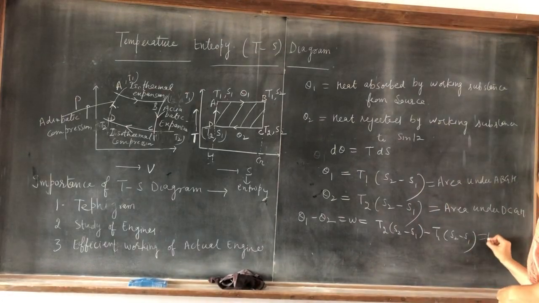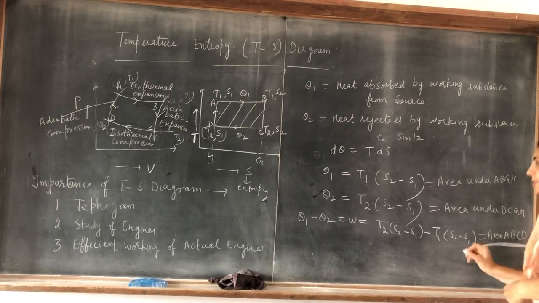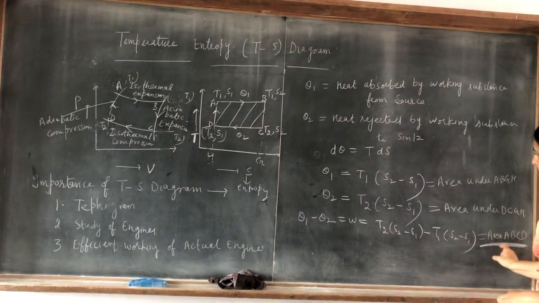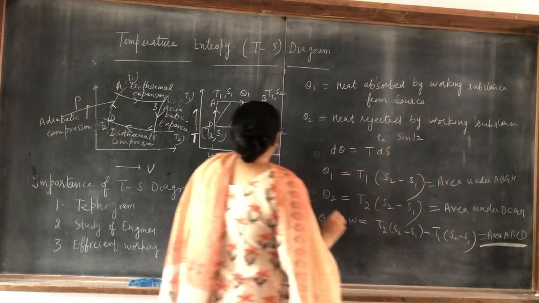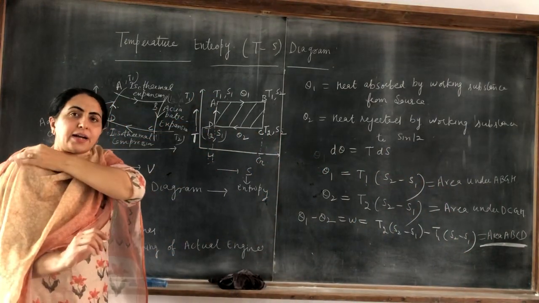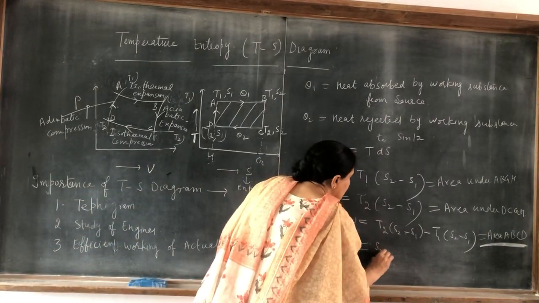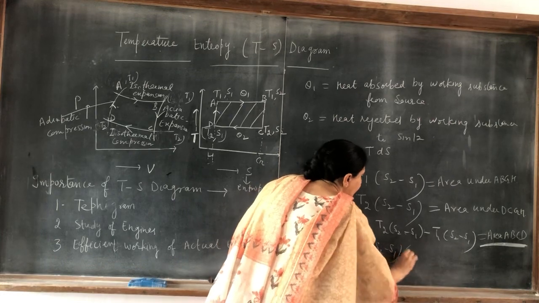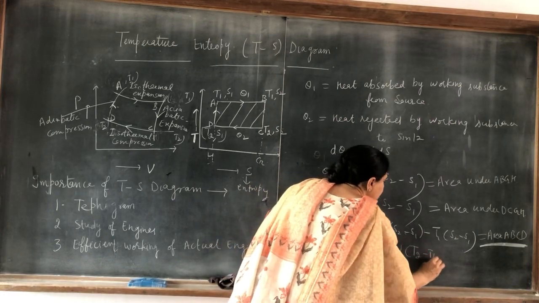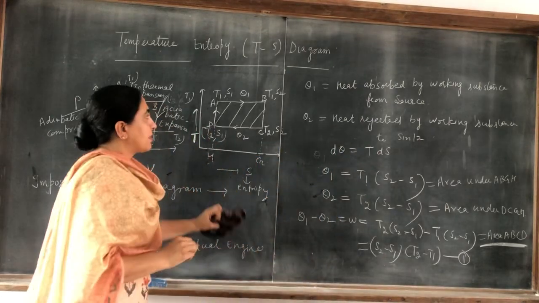Here area ABCD, so area ABCD is the area under the ST curve. So from this you can take S2 minus S1 common and we have T2 minus T1. Take it as equation number first.